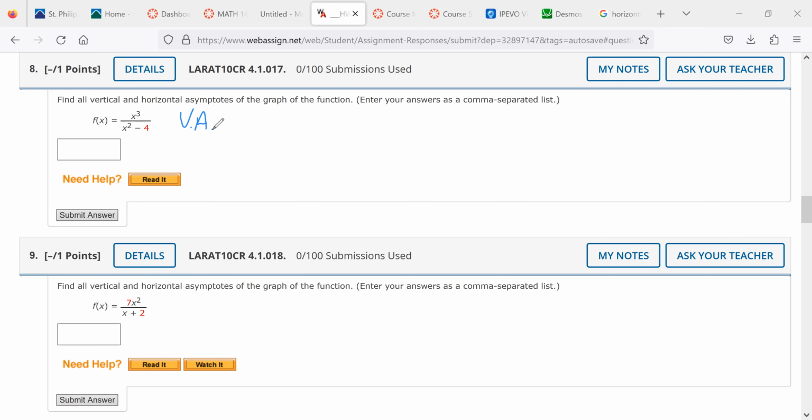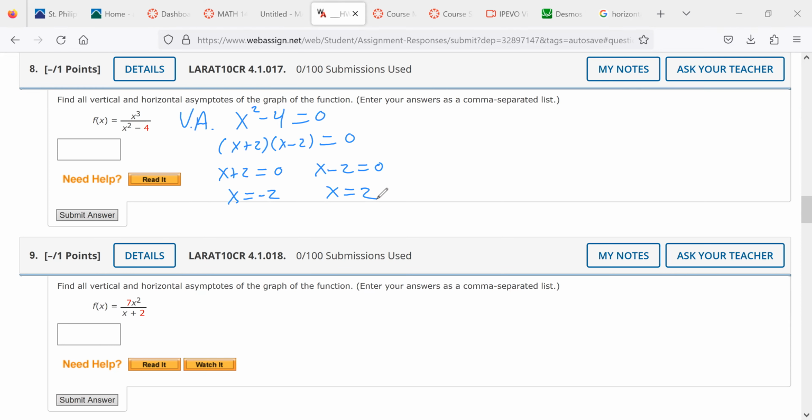The vertical asymptote. So here's the rule, right? We set the denominator to 0 and solve. You can factor or you can do the square root property, it doesn't matter how you do it. But we will have 2 values. So we have 2 vertical asymptotes at -2 and 2.